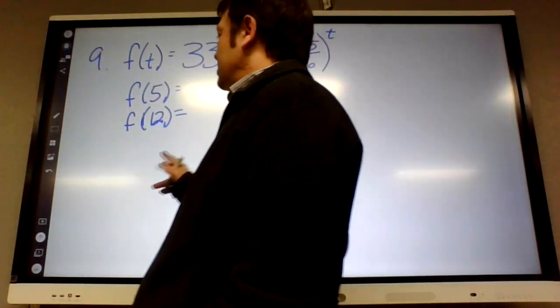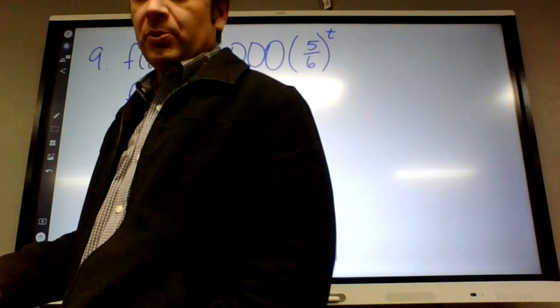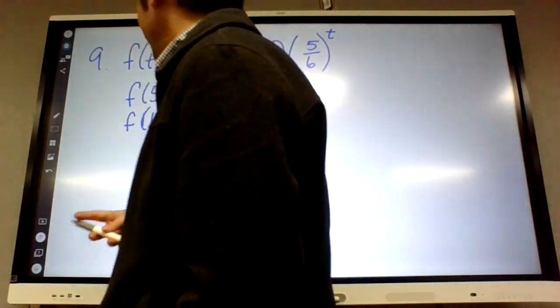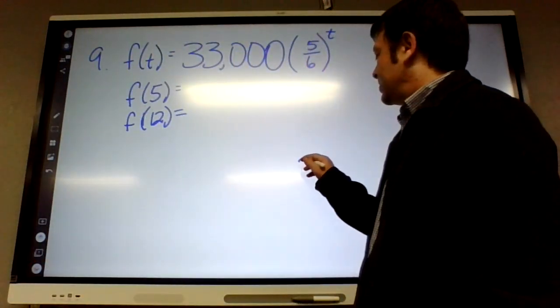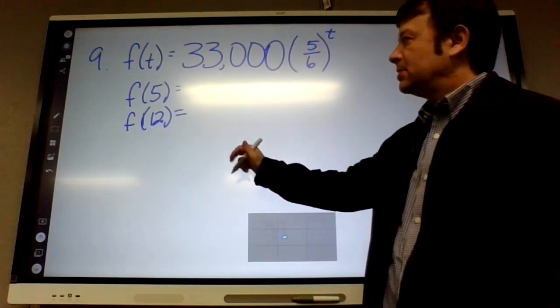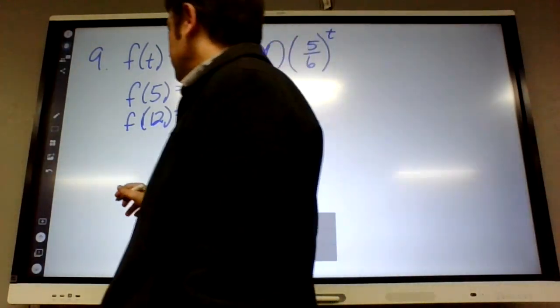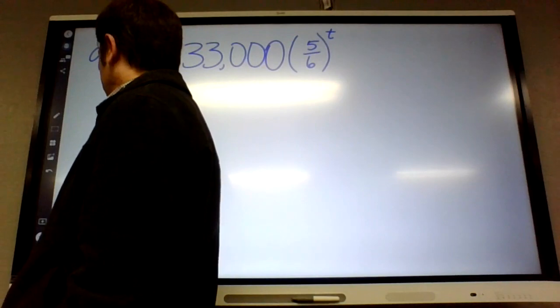Let's keep going. We're talking about money, so we rounded to the nearest cent, which is the second decimal place, on these two. Number 11.